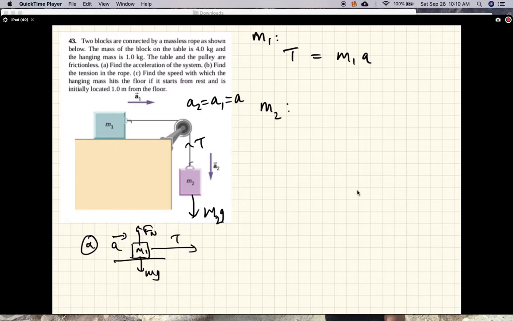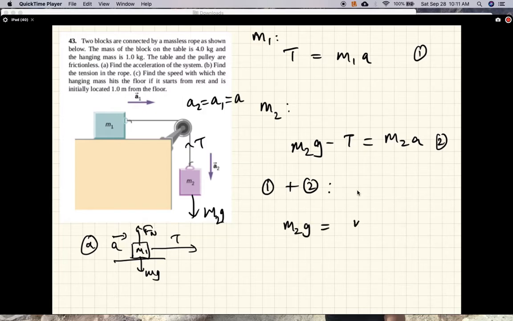Okay, and so the equation for particle 2 is m2g minus tension equal to m2a. We'll call these equation 1 and equation 2. Now if you add the two equations, the tensions will cancel. So what you get is m2g is equal to m1a plus m2a. So the acceleration of the system is m2 divided by m1 plus m2 times g.